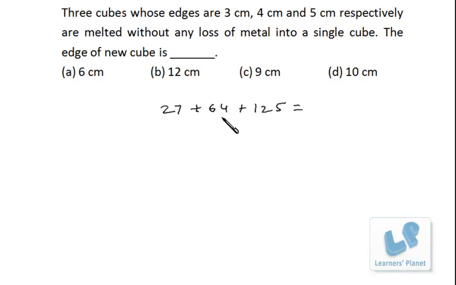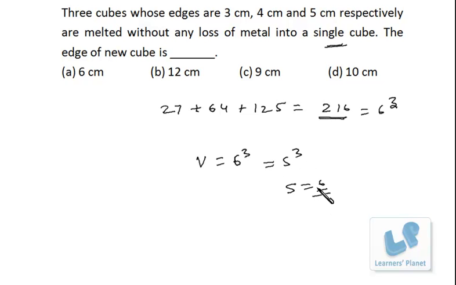So 27 plus 64 plus 125, that is the volume of this particular cube. So it's 216, that is 6 cube, right? So volume is 6 cube, that is side cube, so side will be 6. That means the edge of the new cube will be 6 centimeter, right? It's very simple.